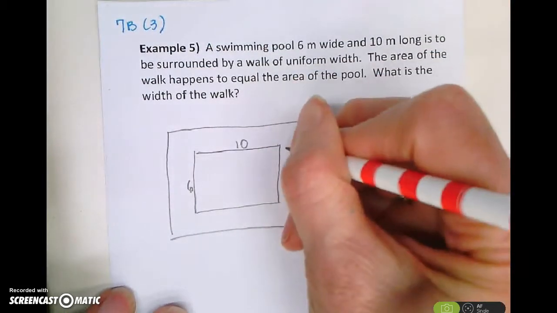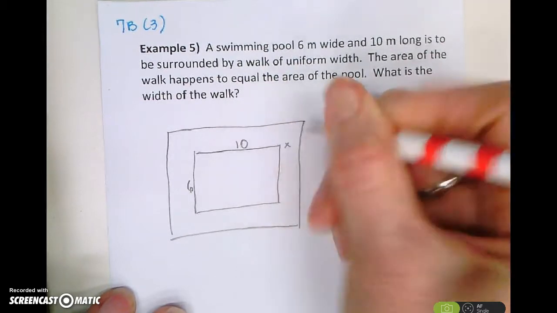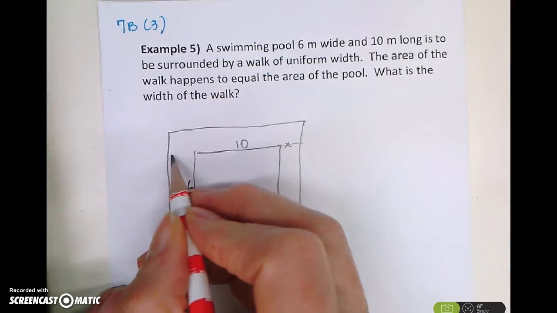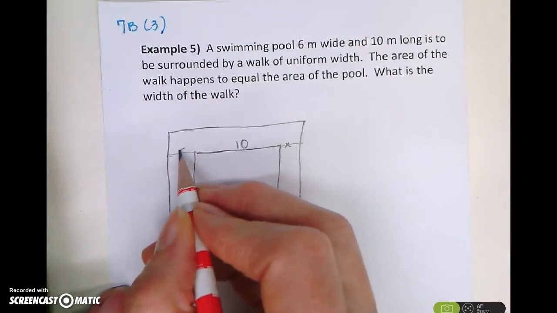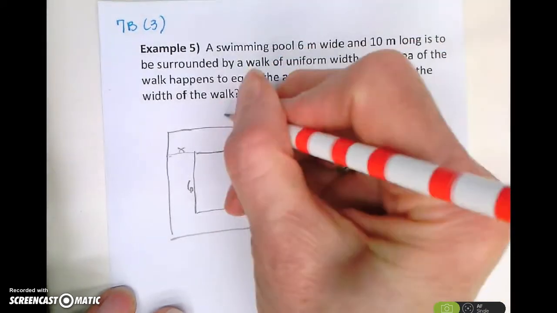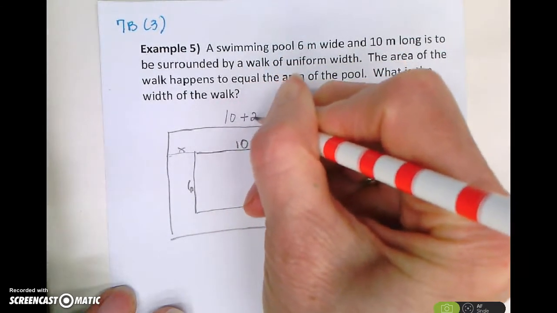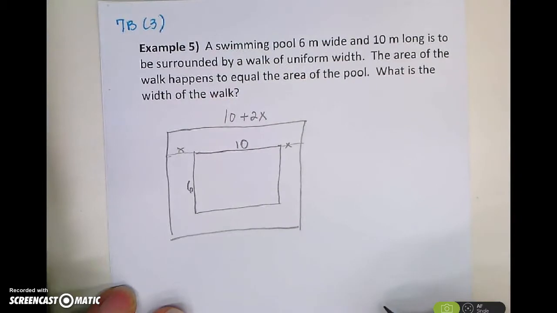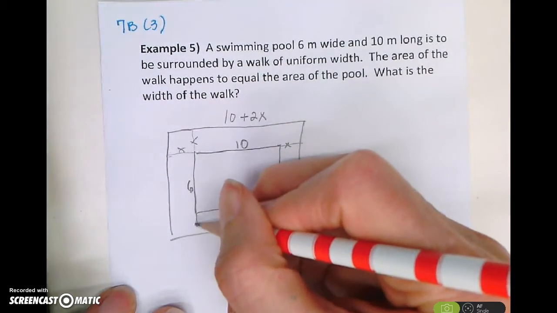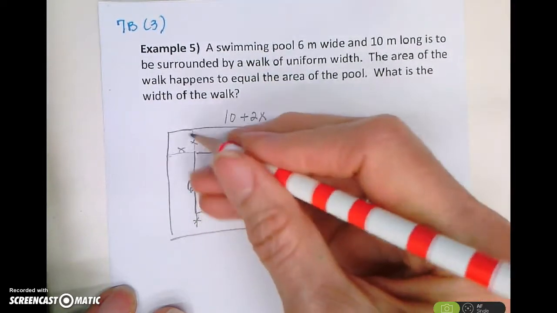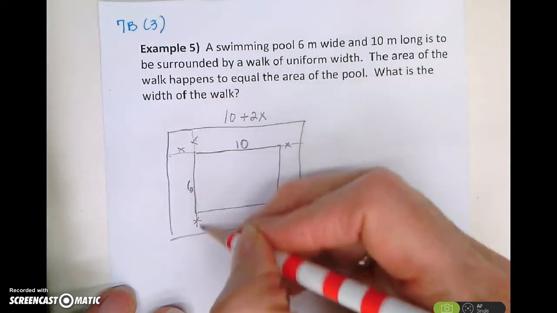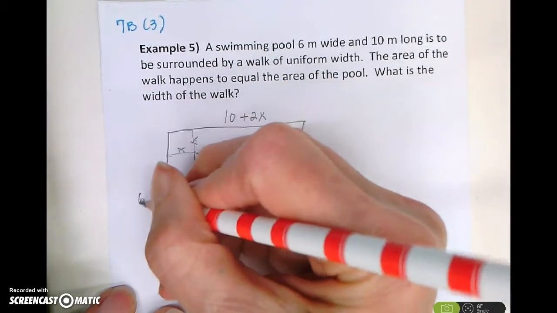So what that's saying is that the distance from here to here might be x, as well as the distance from here to here be x. So that means that this entire distance up here is made up of 10 plus 2x's. So the same thing is true. This is also x. This is x. So this long side here is made up of 6 plus 2x's.